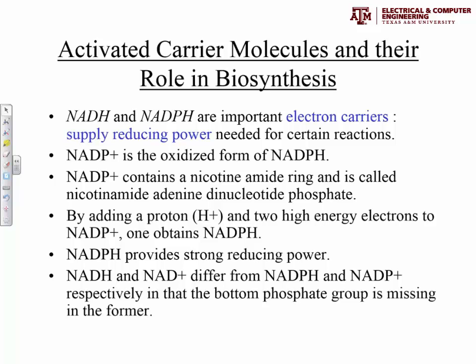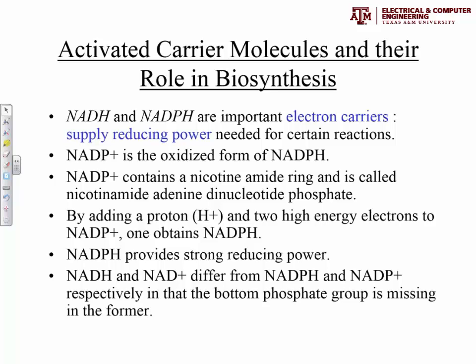So towards the end of the last lecture, I was trying to give you examples of activated carrier molecules. One example that we discussed in detail was ATP, adenosine triphosphate. We've also talked about the ATP-ADP cycle. I also talked about ADP, adenosine diphosphate, and AMP, adenosine monophosphate. And I also mentioned cyclic AMP, which is the signaling molecule used in the cell to indicate a low energy state.